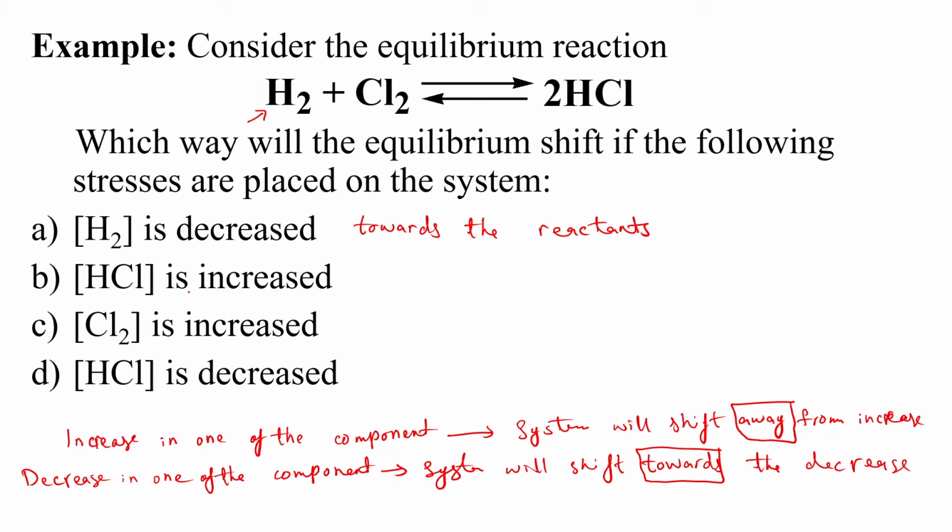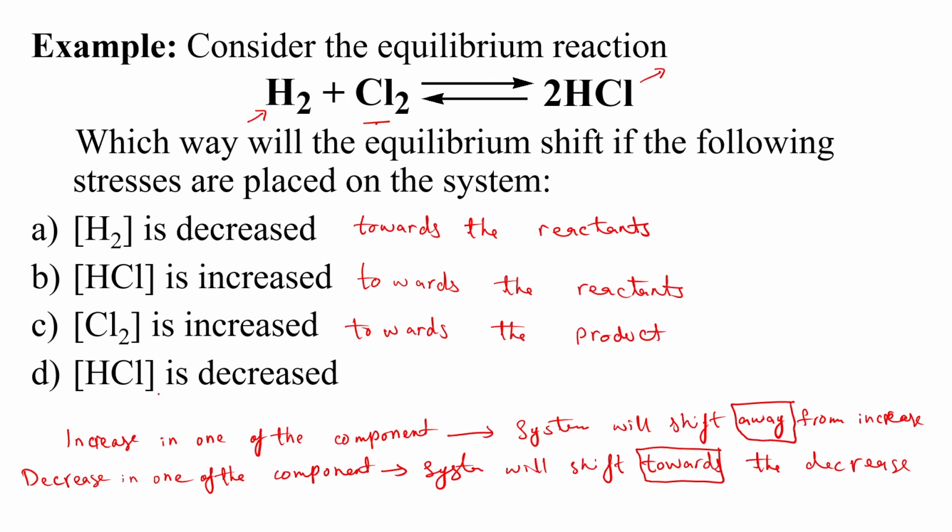Next, we have hydrochloric acid is increased. So we have an increase in this area. With an increase in one of the components, the system will shift away from the increase. So if the increase is in the product, away from the increase will again be the reactants. Next, we have chlorine is increased. So we have an increase in the reactant. If we have an increase in the reactant, the system will go away from the increase, meaning it will go towards the product.